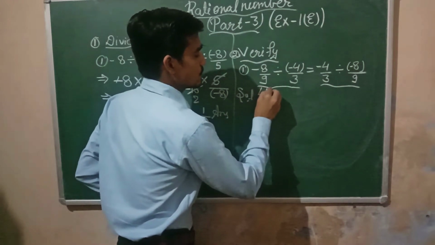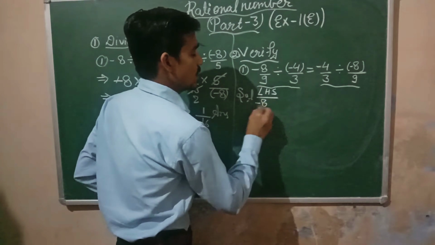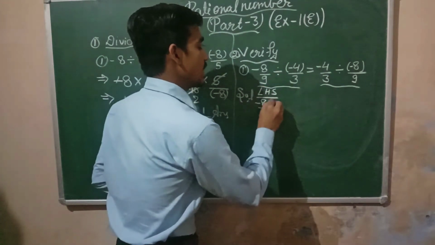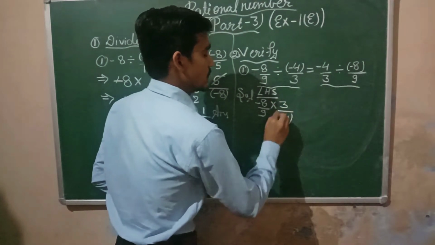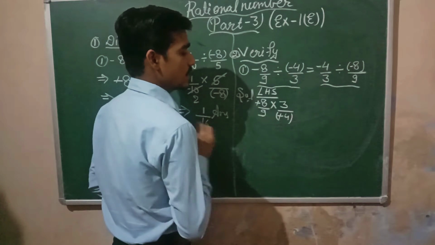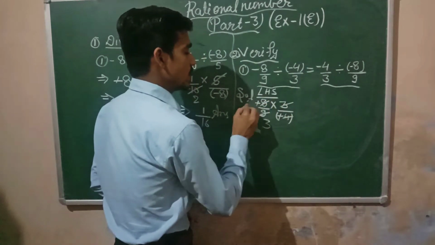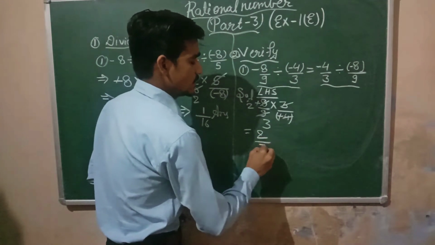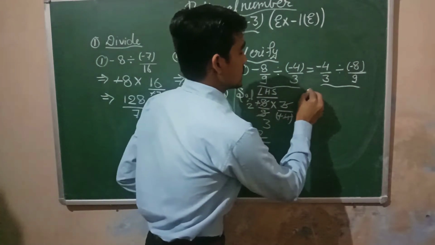LHS. Minus 8 upon 9. Divide, convert into multiply and write the reciprocal, 3 upon minus 4. Minus minus cancel. 3 times 3 is 9. 4 times 2 is 8. Clear? That means 2 upon 3. Clear, student?